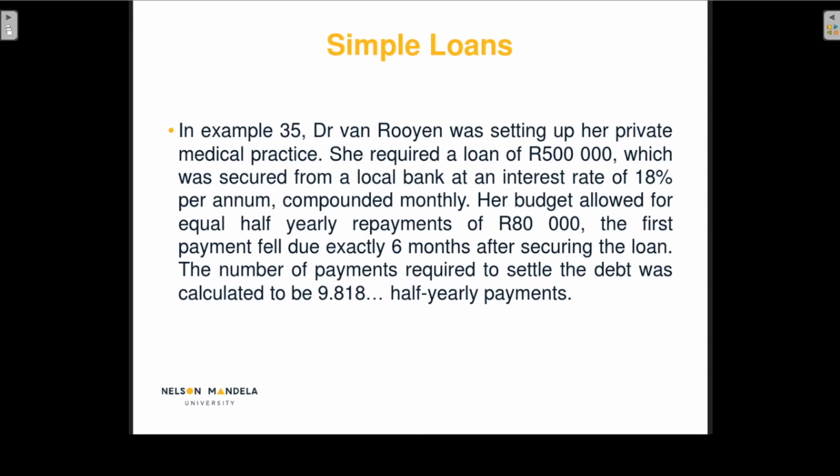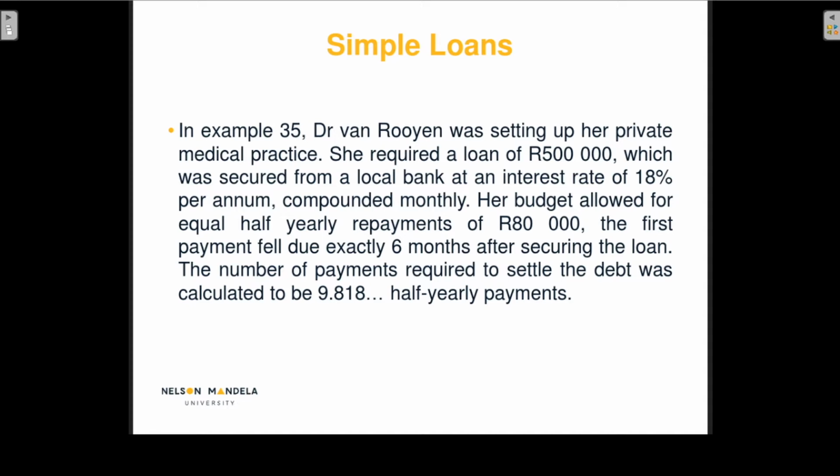And then in example 35, we calculated the number of payments required to settle the debt as 9.818 half-yearly payments. And of course, we could not leave it at 9.8. It has to be an integer. So therefore, we rounded it up to 10 half-yearly payments.